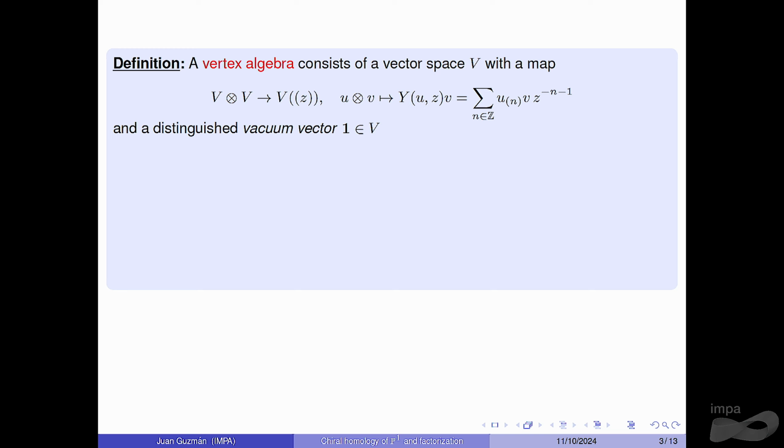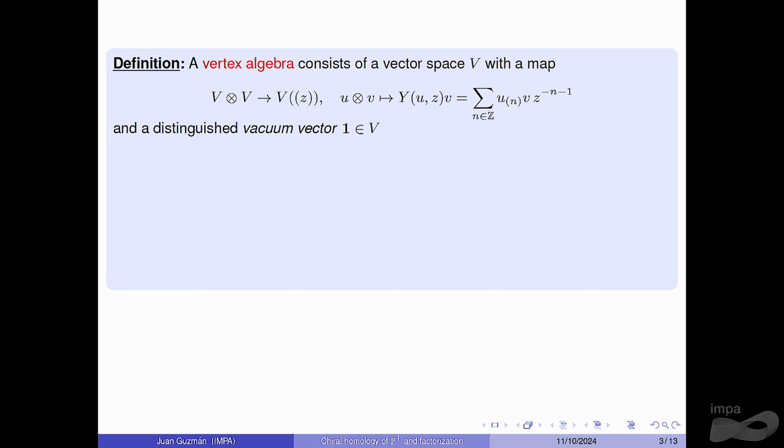And we put them all together into a formal power series, and we're going to ask for that series to be a Laurent series. And we are going to have a vacuum vector, which is going to be the unit for this algebraic thing. And there are several ways to define axioms in this setting.